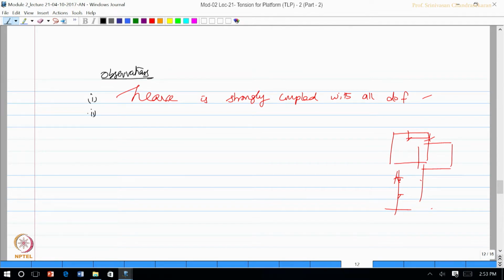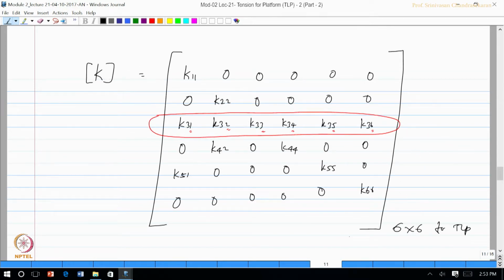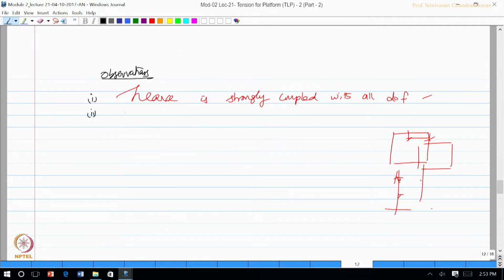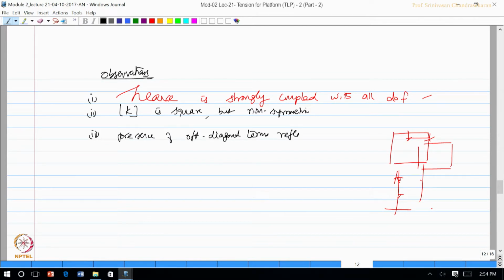The second observation is the stiffness matrix is square and non-symmetric. K36 is present, but K63 is not present. For example, K35 is present, K53 is not present. So, the stiffness matrix is square, but non-symmetric. It also says that the presence of off diagonal terms reflects coupling between degrees of freedom.